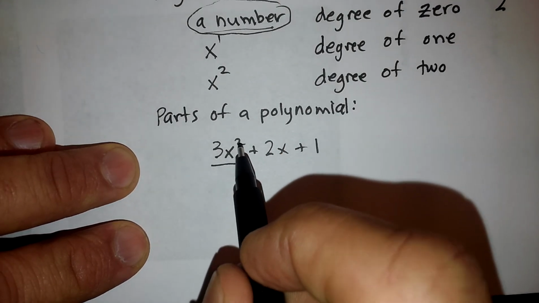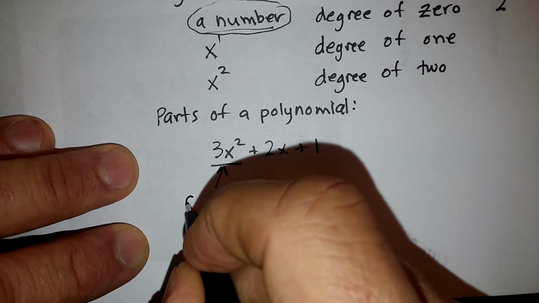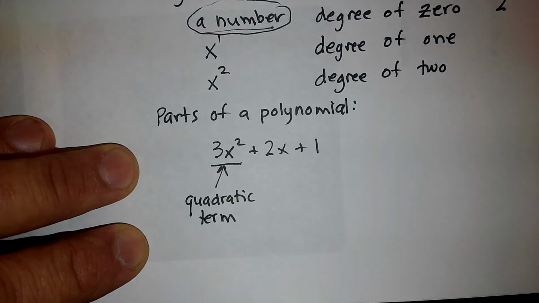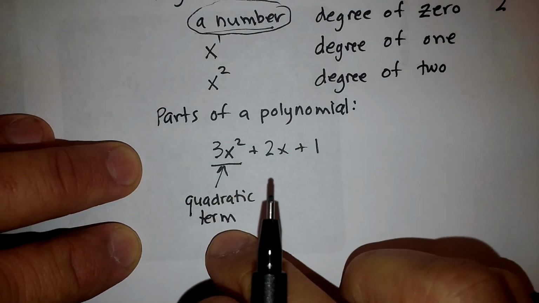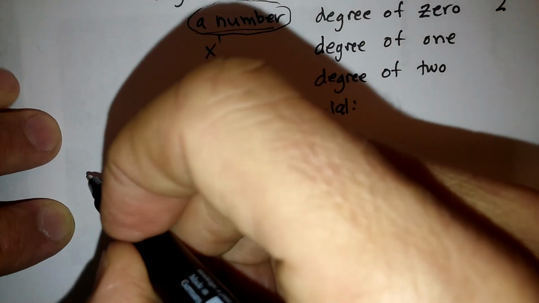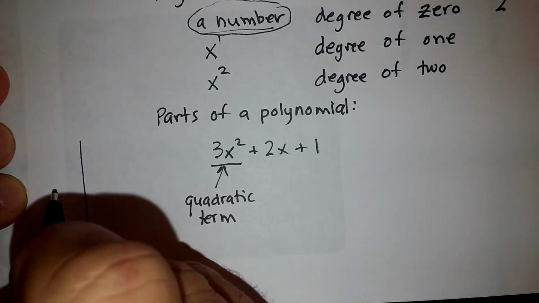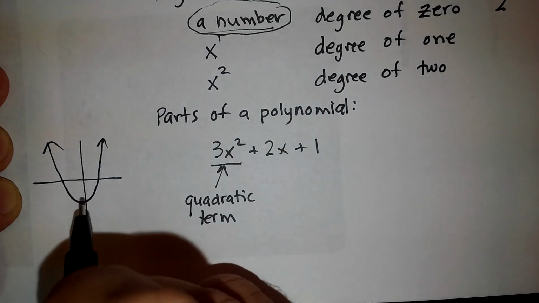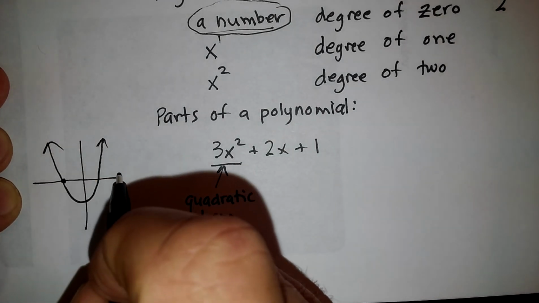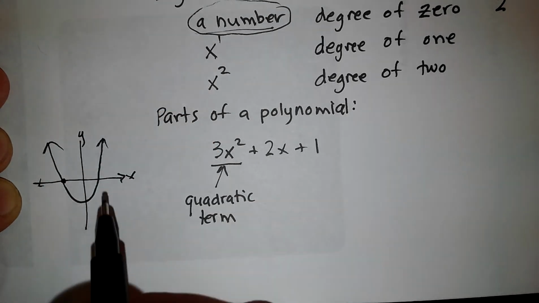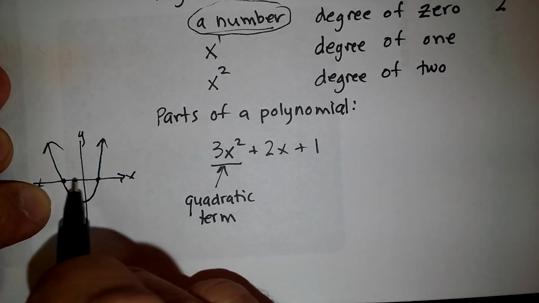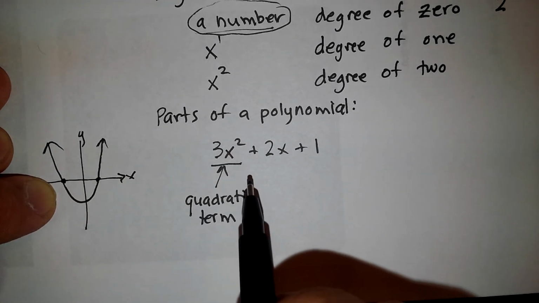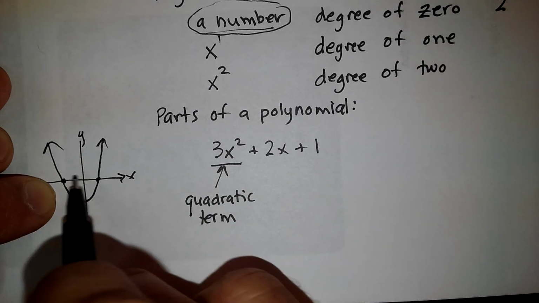If something has a degree of 2, that is called a quadratic term. Now, it's called a quadratic term because you see that 2 there? If I were to graph this, you're going to get something called a parabola. And parabolas, you'll notice, cross the x-axis. Remember, this is called the x-axis. This is the y-axis. It crosses the x-axis a possibility of 2 times. And that's what the degree basically tells you, how many times maximum your graph will cross the x-axis.